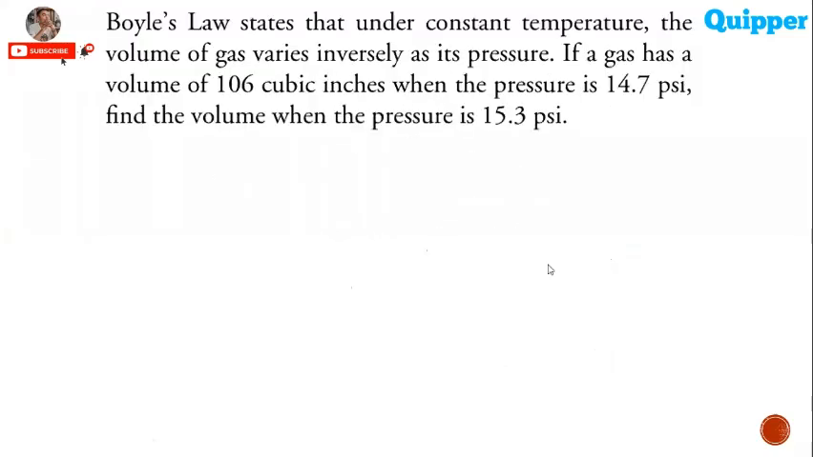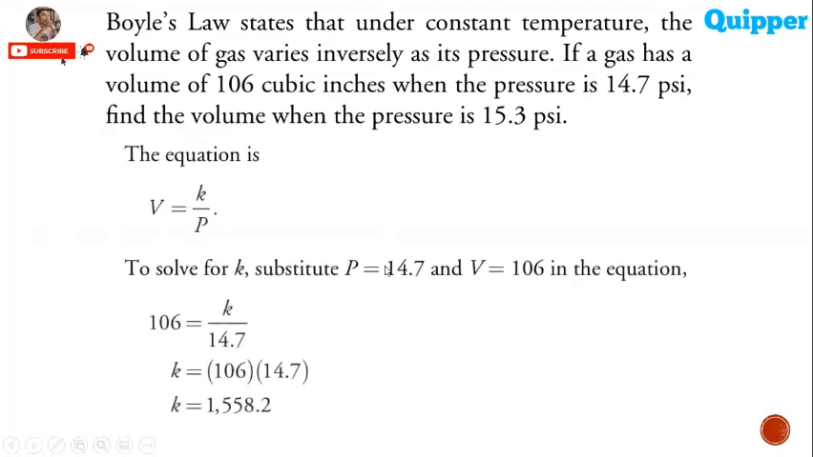Last example. Boyle's law states that under constant temperature, the volume of gas varies inversely as its pressure. If a gas has a volume of 106 cubic inches when the pressure is 14.7 pounds per square inch, find the volume when the pressure is 15.3. We have our equation, V is equal to k over P, because the volume varies inversely as its pressure. To solve for k, substitute 14.7 to P and 106 to V in the equation.